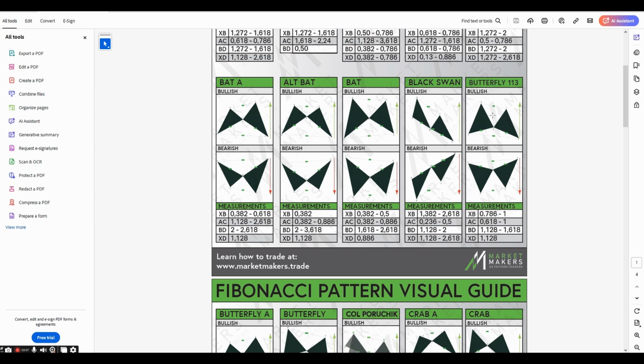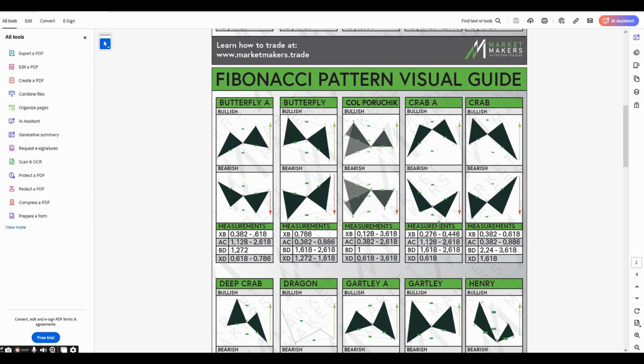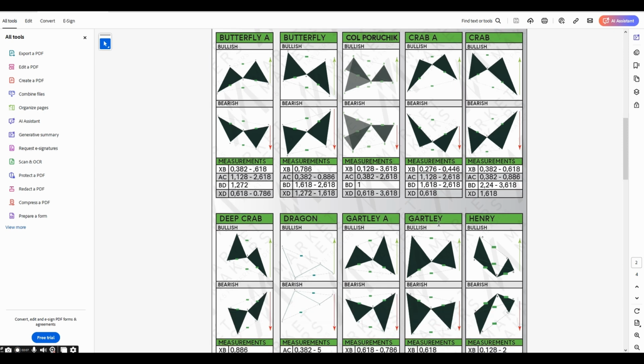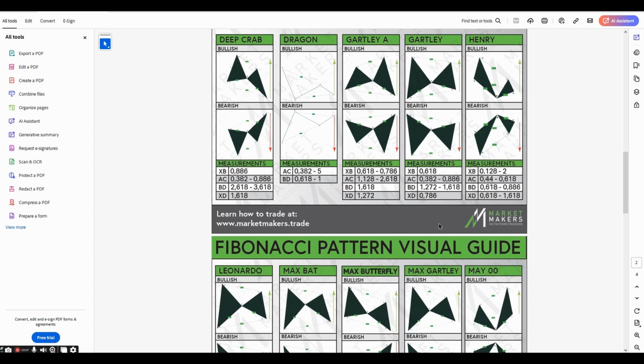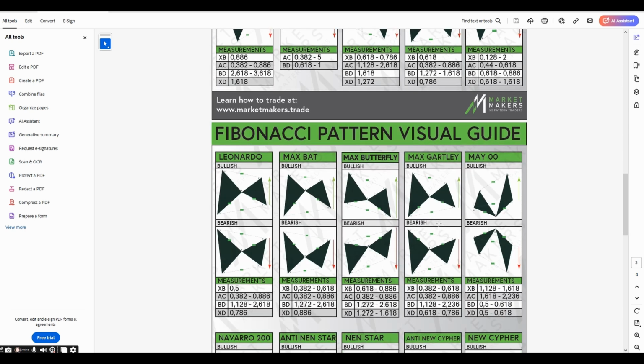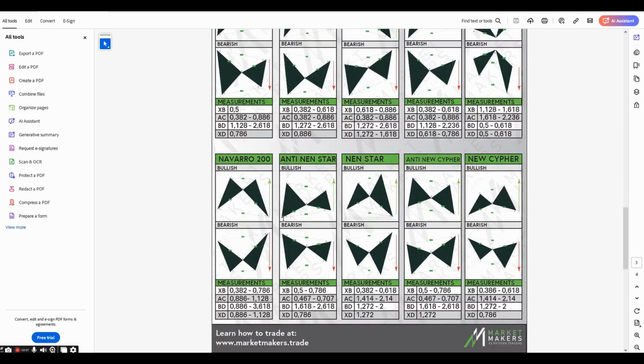This is a bullish bat, a bullish black swan, and a bullish butterfly. Conversely, here's a bearish butterfly. You can see the distinct M pattern in bullish setups and the W pattern in bearish ones. These are powerful patterns to trade. For example, in the M pattern from point D, we expect the price to move back up to take the highs, making for very strong trades.